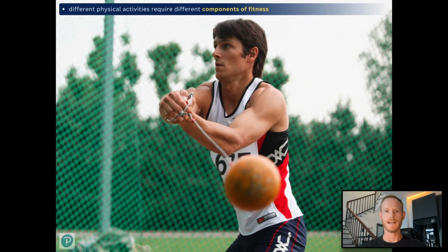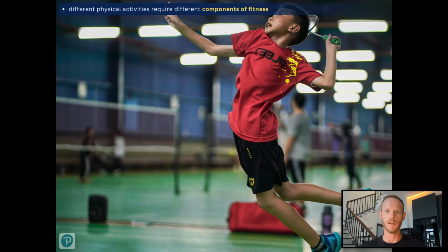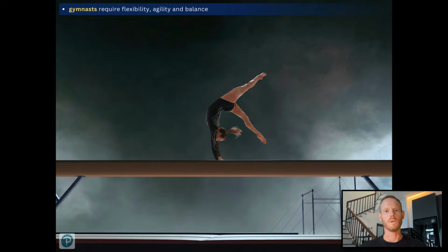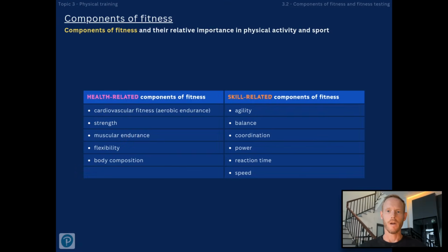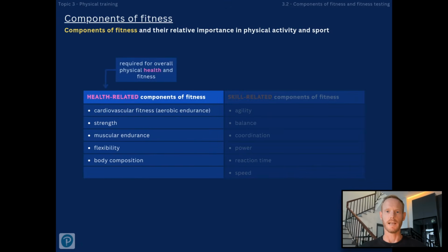Fitness can be viewed as a group of components that differ in importance depending on the activity being performed. For example, a gymnast requires flexibility, agility, and balance, while a sprinter relies on power and speed. These components may be categorized as either health-related or skill-related. The 5 health-related components are essential for overall physical health and fitness. They are cardiovascular endurance, muscular strength, muscular endurance, flexibility, and body composition.